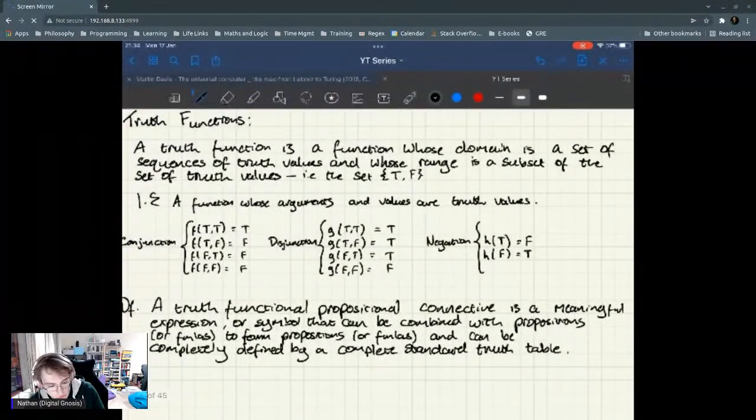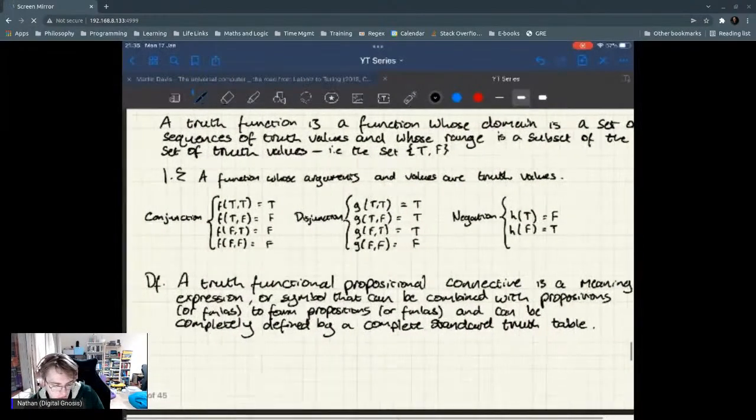So a truth function is a function whose domain is a set of sequences of truth values and whose range is a subset of the set of truth values, i.e., T and F. So a truth function is a function which is going to take as its arguments some truth values, and the answer that it spits out, or the thing that it maps to, is going to be a truth value, either true or false, one or the other.